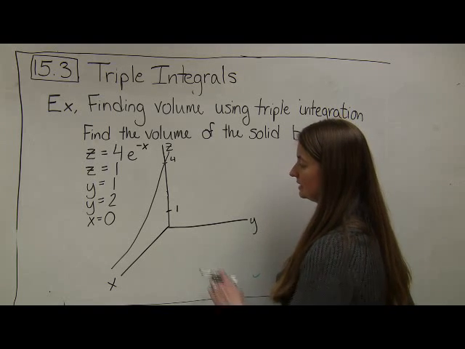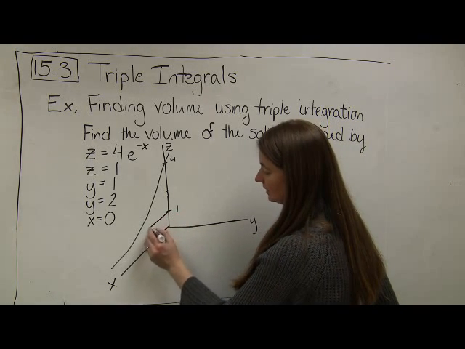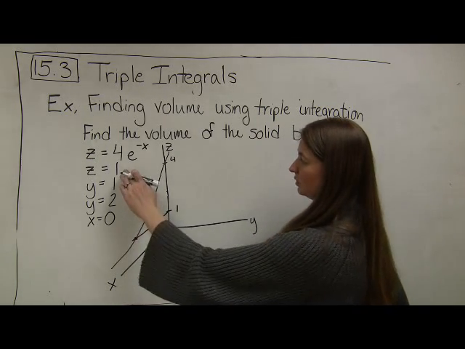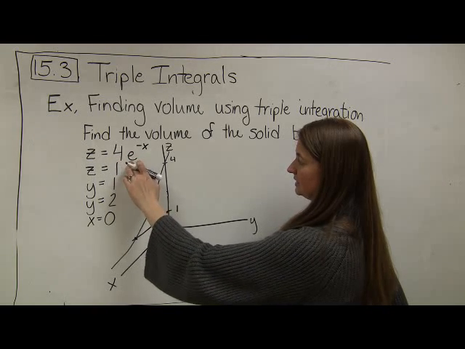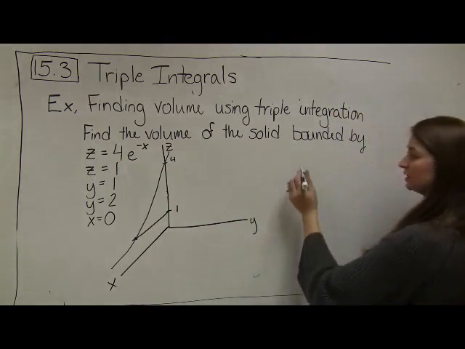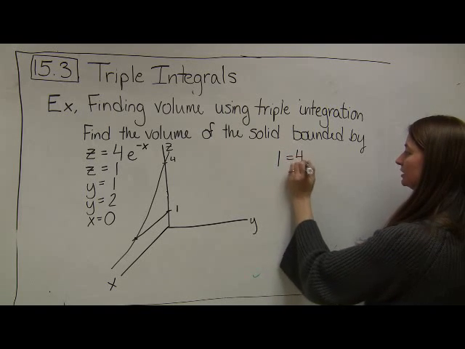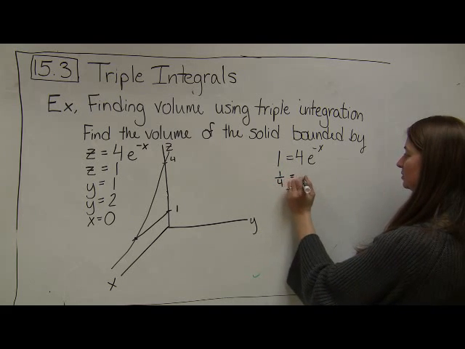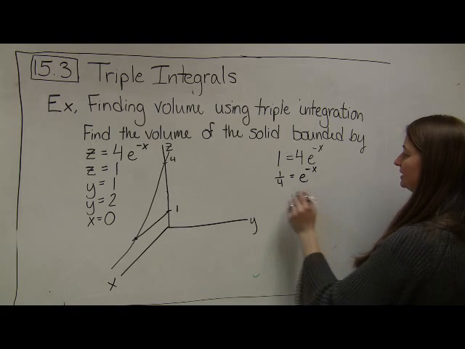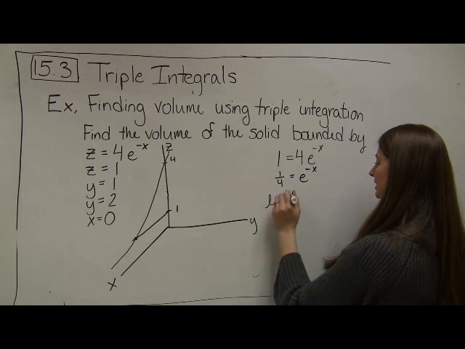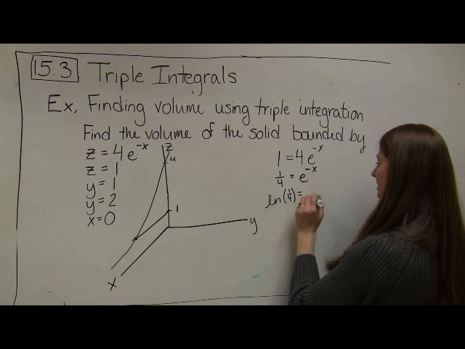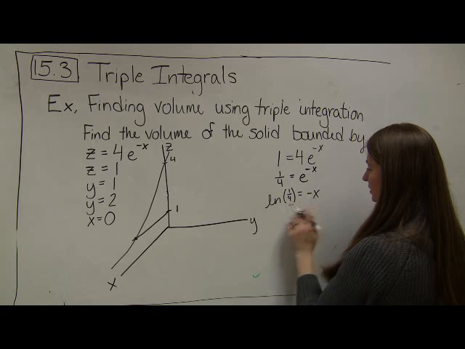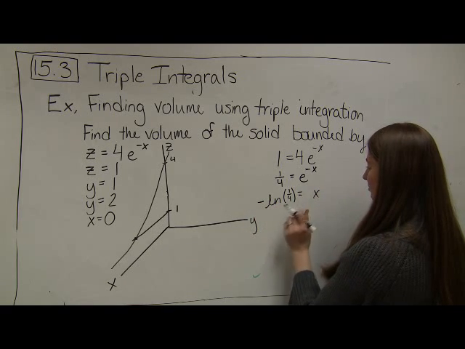And just for the sake of simplicity, I'm going to find out where this flat plane of z equals 1 intersects. This intersection point is where 1 is equal to 4 times e to the negative x. I'm going to do some scratch work off to the side. I divide by 4 and I say 1/4 is equal to e to the negative x. I'm going to take the natural log of both sides. The natural log of 1/4 is equal to negative x. So that means that x is equal to the negative natural log of 1/4.